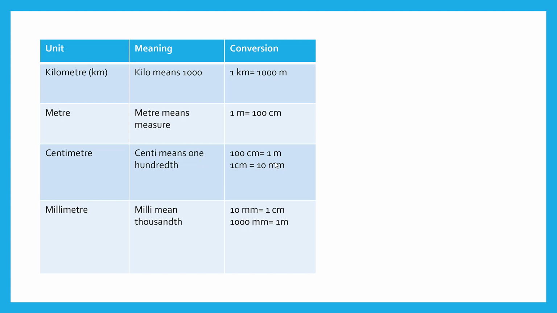Okay, so 1 meter is equal to 100 centimeters. So we'll go into centimeters. Centi means hundredth. So we know that there's 100 centimeters in 1 meter. It means 100th of a meter, and a millimeter means thousandth. So there are a thousand millimeters in 1 meter. It's a thousandth of a meter and 1/10 of a centimeter.